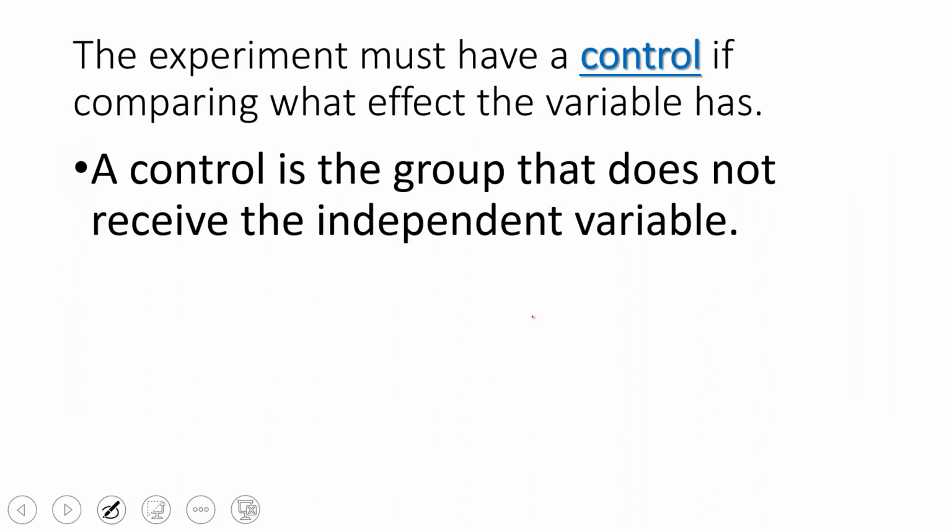The last part is that the experiment must have a control if comparing what effect the variable has. A control is the group that does not receive the independent variable. It's important to remember it does not receive the independent variable. We'll take a look at a couple of examples.